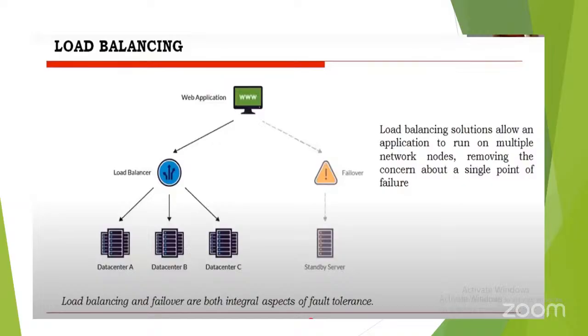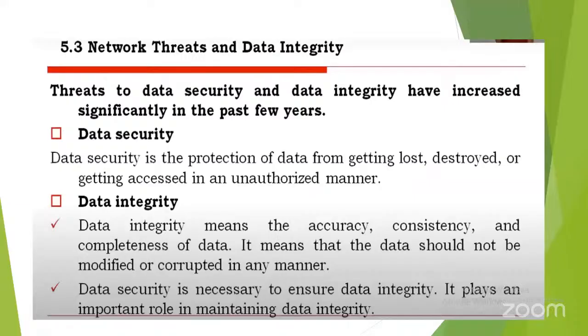So next one, network threats and data integrity. I think this is the last one, network threats and data integrity. Network threats to data security and data integrity have increased significantly in the past year. Data security is the protection of data from getting lost, destroyed, or accessed in an unauthorized manner.